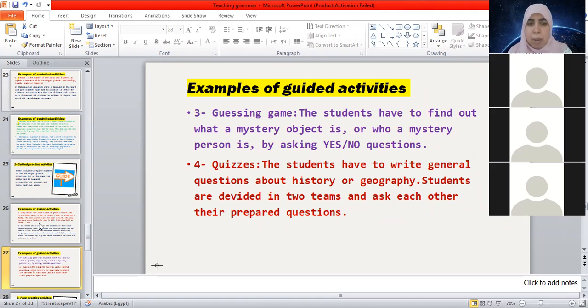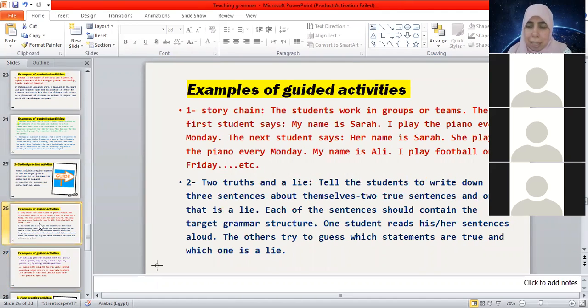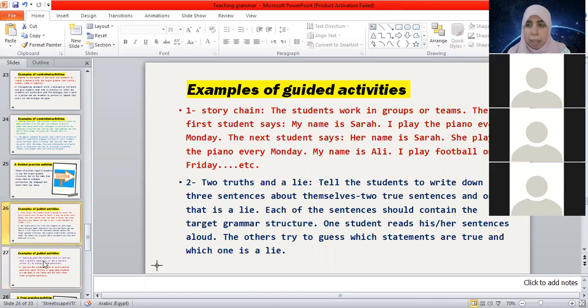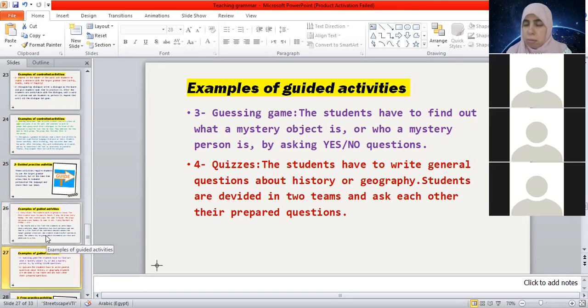So here we have 4 examples of guided activities: story chain, 2 truths and a lie, guessing game, and quizzes. What do you think? Which activity do you think you can try in your classroom? Story chain, 2 truths and a lie, guessing game, or quizzes? Alia, you said guessing game, with younger learners. Okay.